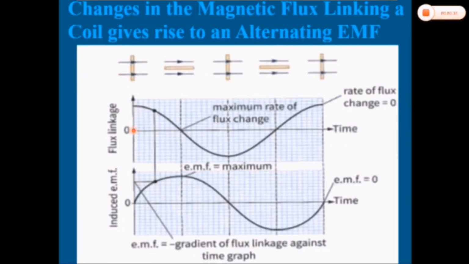Now in the first case, see here, in this position, when the flux linking the coil is maximum, the rate of change of flux is 0 when the wire or coil is in the vertical position. Hence the induced EMF will be 0. Now in the second case, when the coil is in the horizontal position, when the flux linking the coil is 0, what will happen? The rate of change of flux will be maximum, and hence the induced EMF is also maximum. So in one complete cycle, you can see varying EMF. Okay.